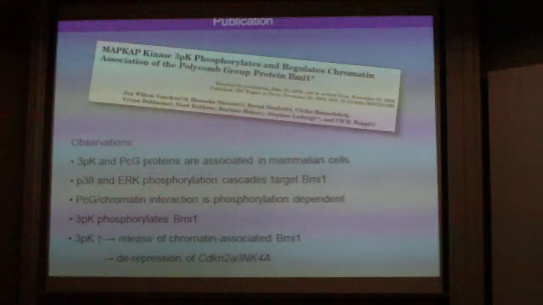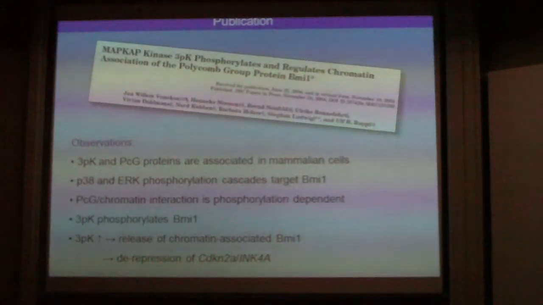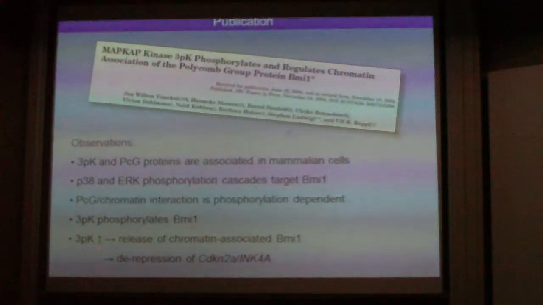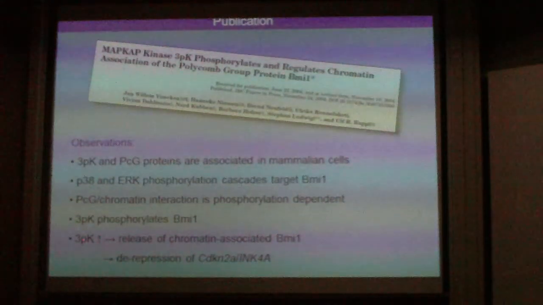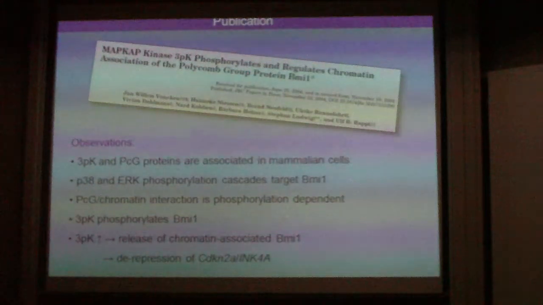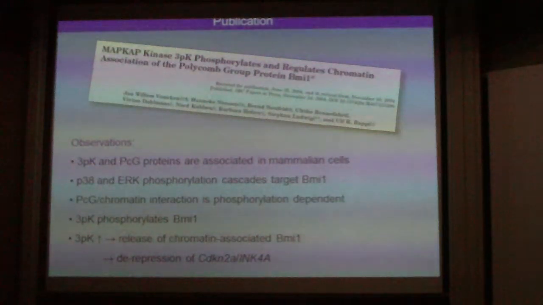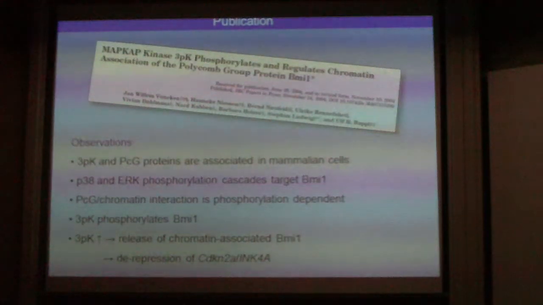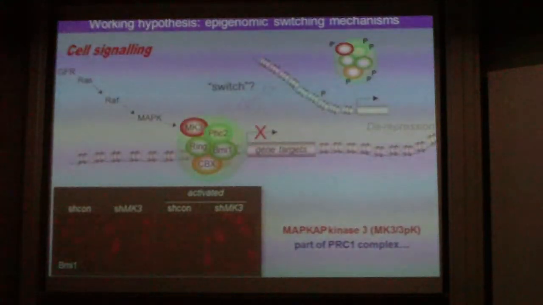We show that 3DK phosphorylates BMI1 directly, at least in vitro, and that increased 3DK expression releases BMI1 from chromatin and de-represses the INK4A locus. So this was enough to write up and publish in the JCB. Huntington and I did most of the work together, and the professor in Würzburg got the honors of being co-author because he, of course, found HPH2.